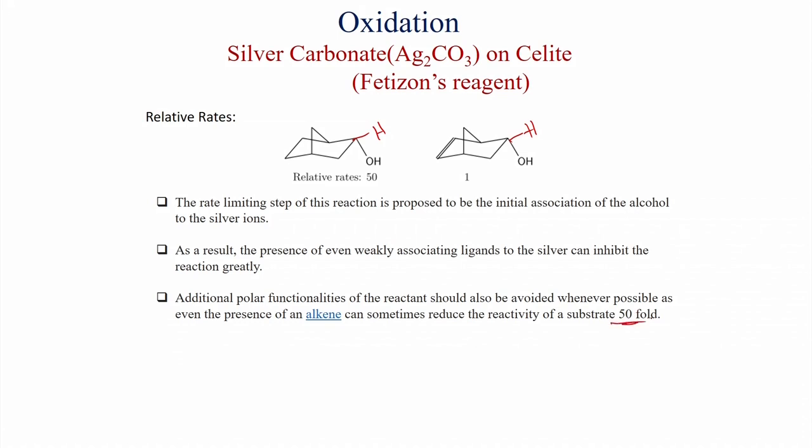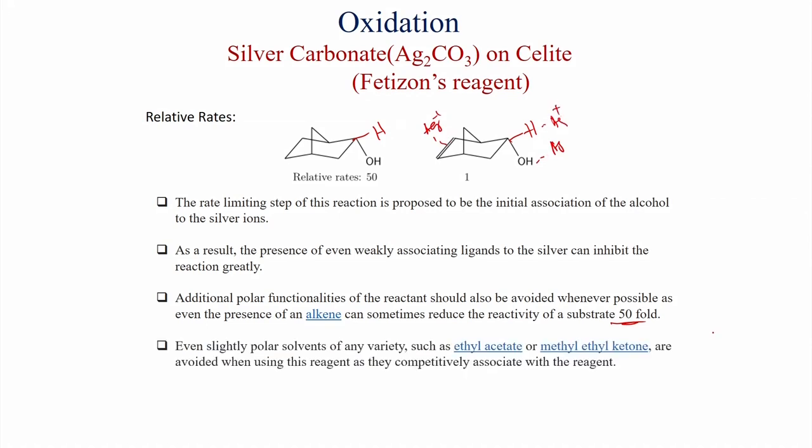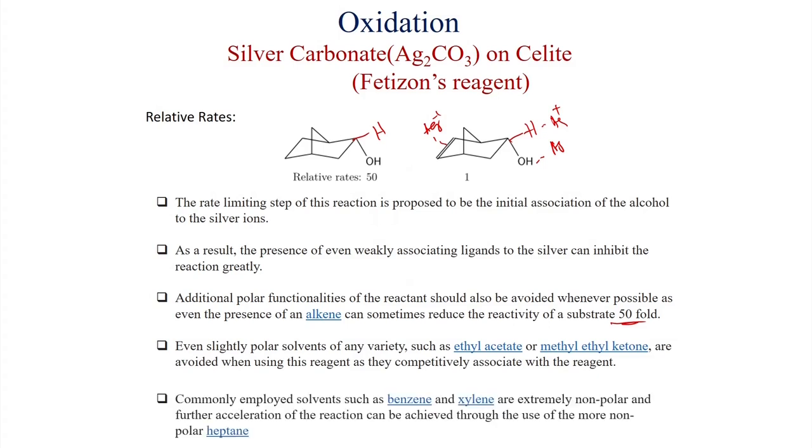So, that means the double bond is binding with silver here. So, there is a competing reaction happening with the silver between the double bond as well as the OH and alpha hydrogen. Even slightly polar solvents of any variety, such as ethyl acetate or methyl ethyl ketone, are avoided when using this reagent, as they competitively associate with the reagent. So, ethyl acetate and polar solvents should be avoided.